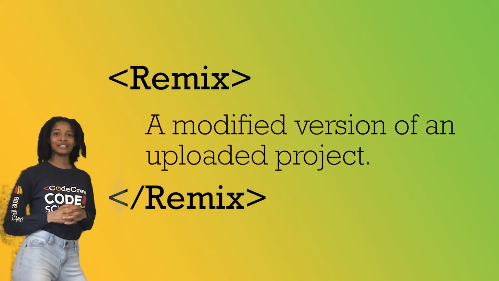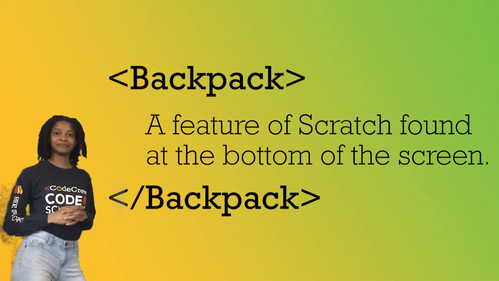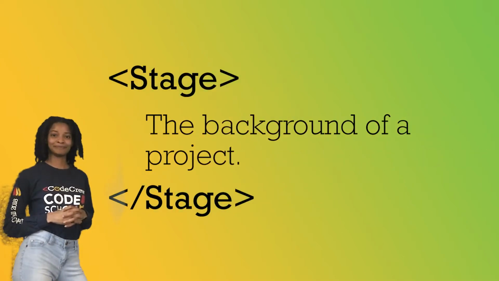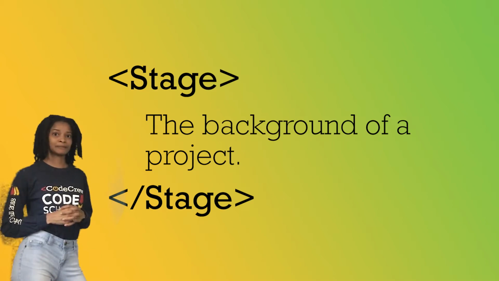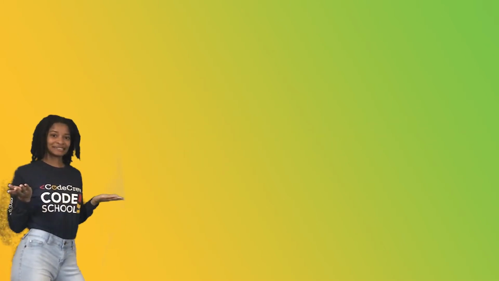Now let's add a few new words to the vocab log. The first word is remix. It is a modified or shared version of an uploaded project. In this lesson, you will be using a feature called Backpack. It is found at the bottom of the Scratch project editor, and it can be used to remix projects. Lastly, stage is the background of the project. We will be using these three terms to program the characters to behave certain actions. Let's get started.